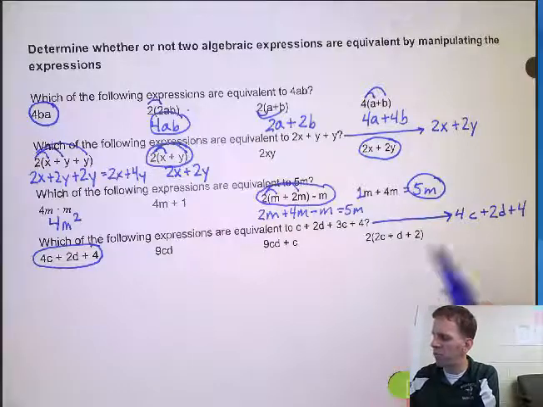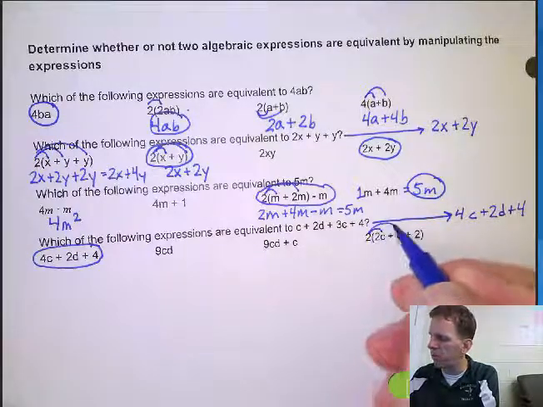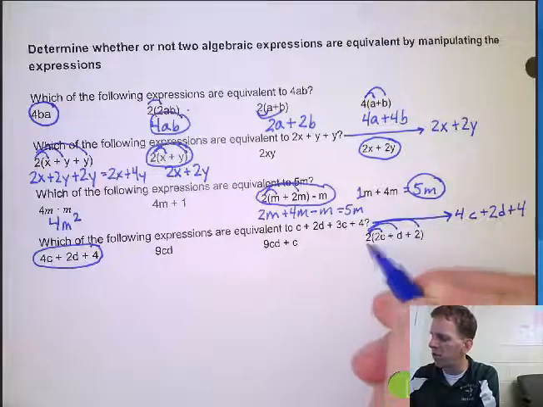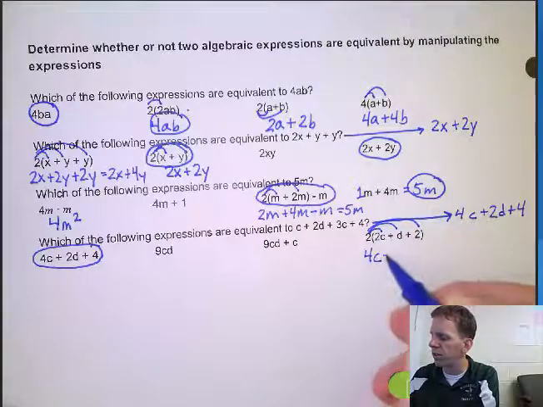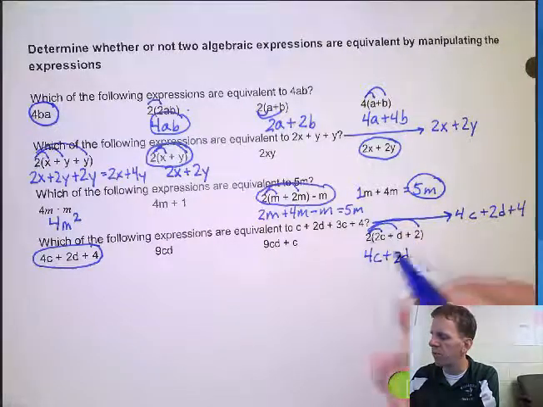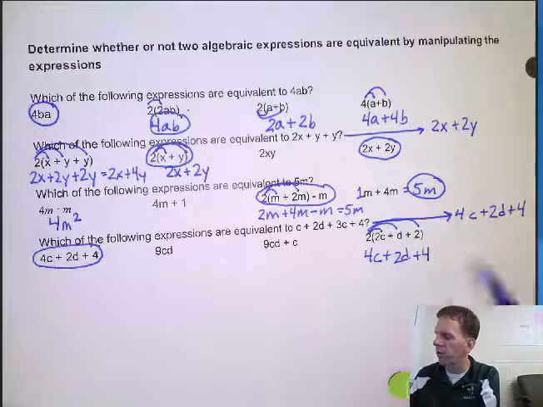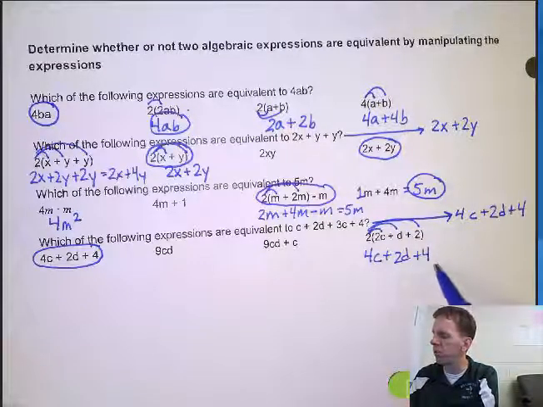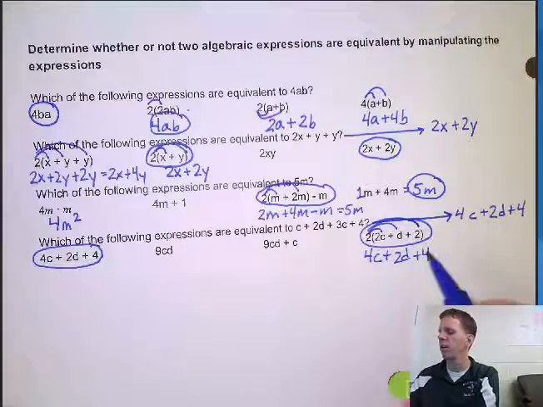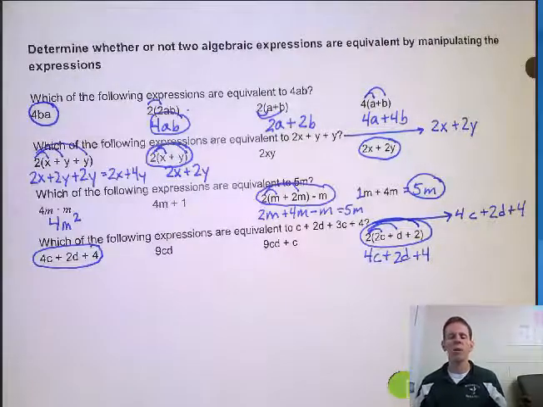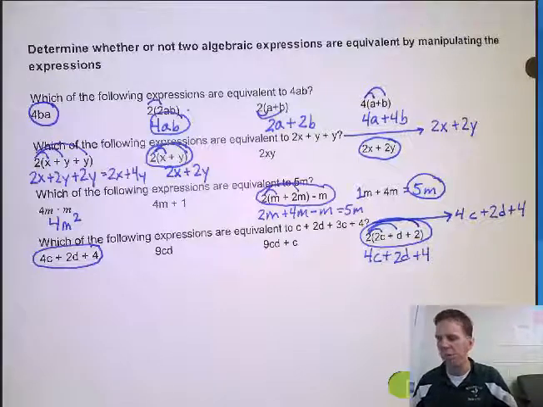2 times 2c plus d plus 2. Well, let's distribute and see if we get the same thing. 2 times 2c is 4c. 2 times d is 2d. 2 times 2 is 4. 4c plus 2d plus 4. That matches. So for these algebraic expressions, not really a quick way to do this. You do have to test each one out and see if it works out.